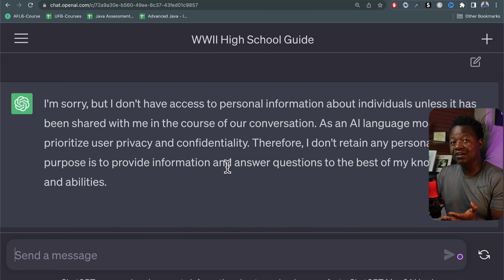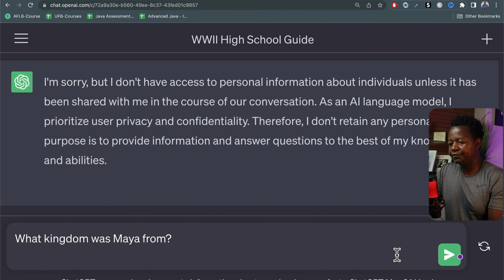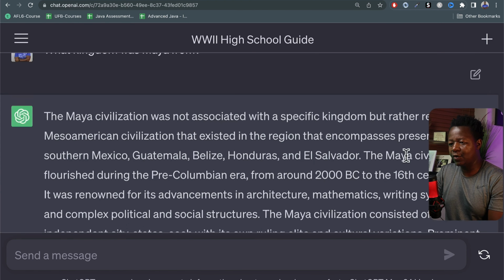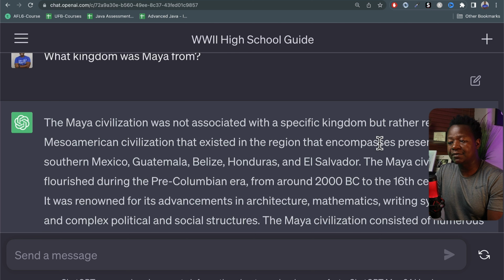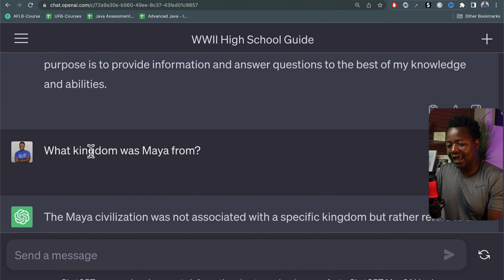So it's okay. What we can do now, we can say something like this. What kingdom was Maya from? Okay, there we go. And now it's telling us the Maya civilization was not associated with a specific kingdom, but rather refers to a Mesoamerican civilization that existed in the region that encompasses present day. Now, the idea here is that we still have that problem because ChatGPT is assuming Maya as the Maya civilization and not our Maya here.